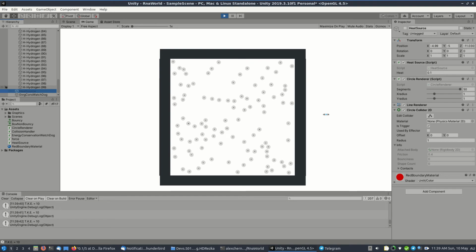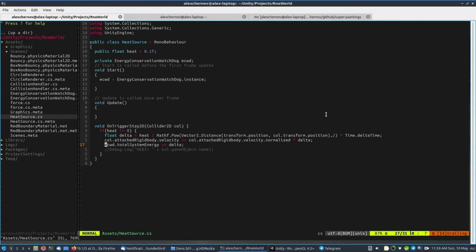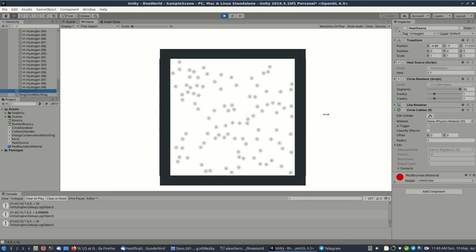So that's why I updated my heat source code, and now the heat source is also aware of the energy conservation watchdog. Whenever it produces some energy and heats up a flying-by atom, it also adds this exact energy to the energy conservation watchdog, so that it would not protest new energy that appeared from nowhere, because it would know that energy appeared from some legitimate source. So let's see how it works.